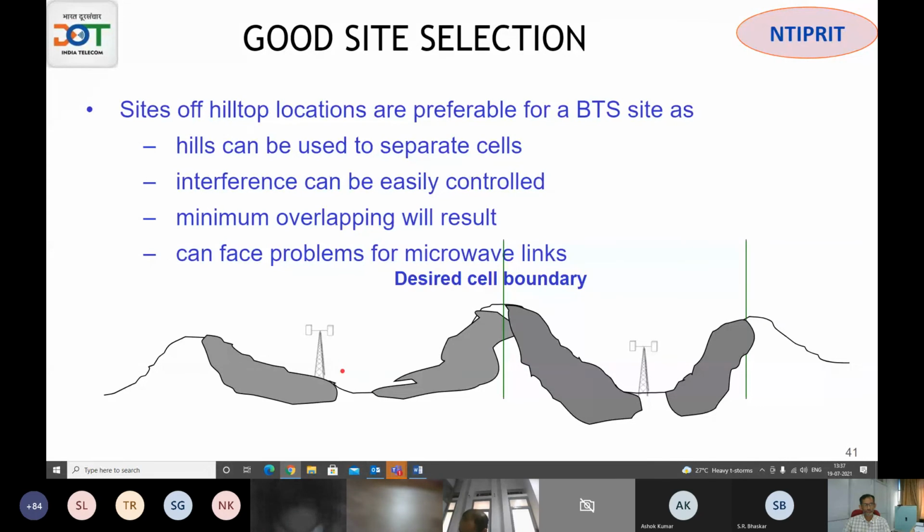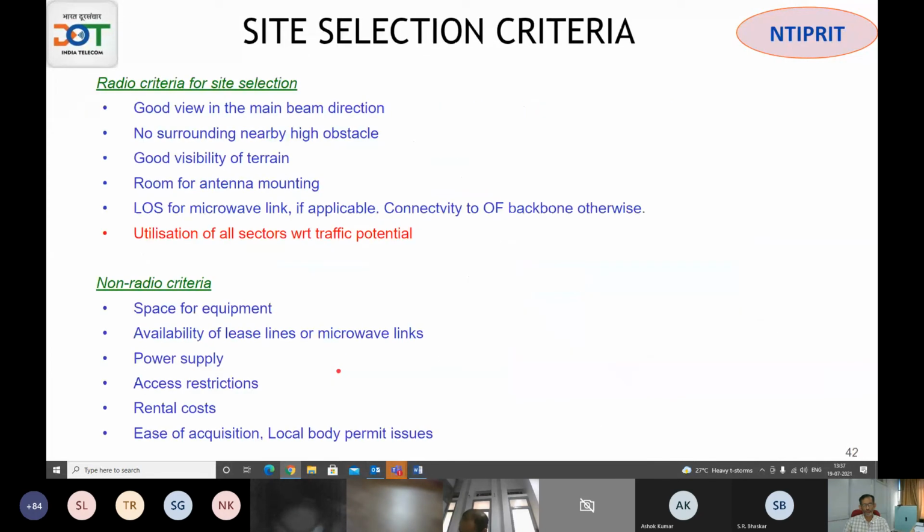So the radio criteria is that you need to have a good view. The main beam direction, as I told you, the traffic you should be able to get, and there should not be any obstacle. And utilization of all sectors with the traffic potential is required. And if you are planning a microwave link, then its line of sight is also very important. Otherwise, connectivity is required.